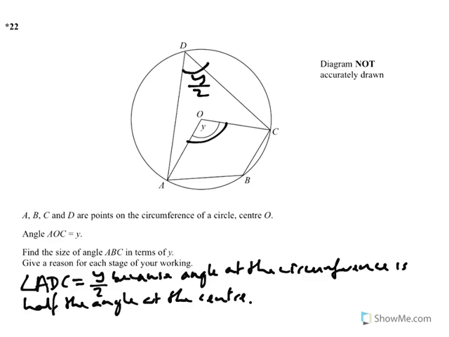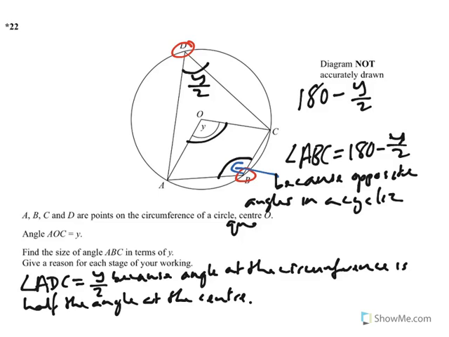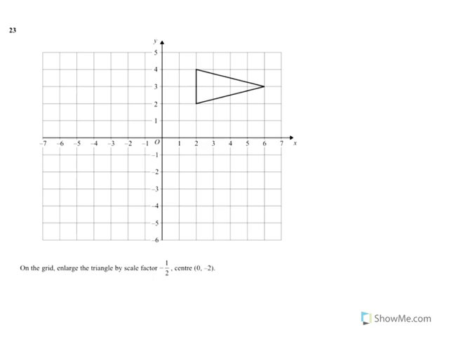Then we need to say what this angle is in terms of y. Now, we know that these two angles add up to 180, so that means that this angle, ABC, the angle that we want, is going to be 180 minus y over 2. So we can write that angle ABC equals 180 minus y over 2, because opposite angles in a cyclic quadrilateral add to 180 degrees.